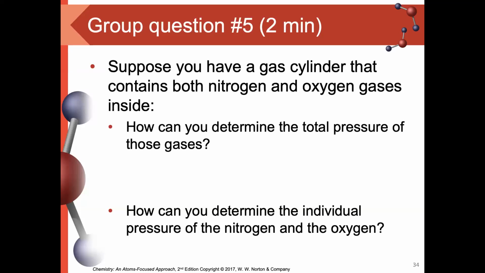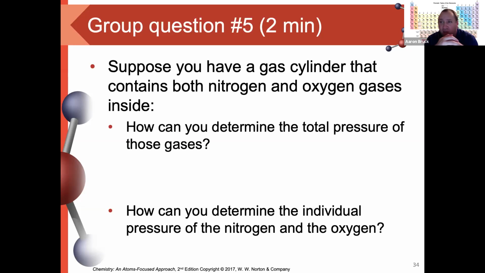Wouldn't you just use like the combined gas law? It would just be pressure, volume over temperature. Okay. If we knew those other parameters, sure. But really, the answer to this question is even easier than that. We just measure it. Oh, okay. You take a pressure gauge and you put it up to the cylinder, it would tell you what the pressure inside the cylinder was.